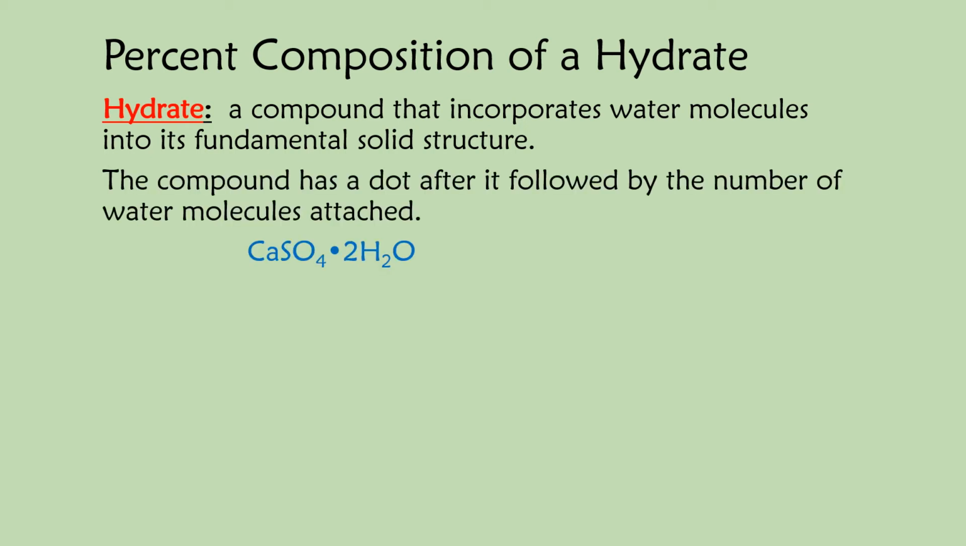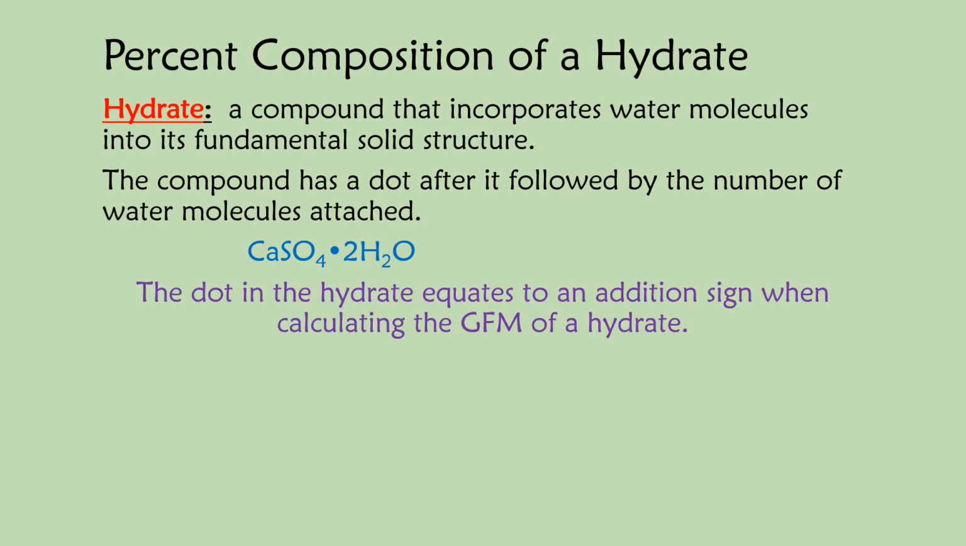So here you have a regular compound, which is calcium sulfate, CaSO4, and it has two water molecules incorporated with that. Now, we have definitely practiced, when we were talking about the molar mass, how to calculate the gram formula mass or the molar mass of these compounds. So basically, that dot in the middle, even though it indicates that this water molecule is attached to this calcium sulfate, just remember that that dot is not a multiplication.